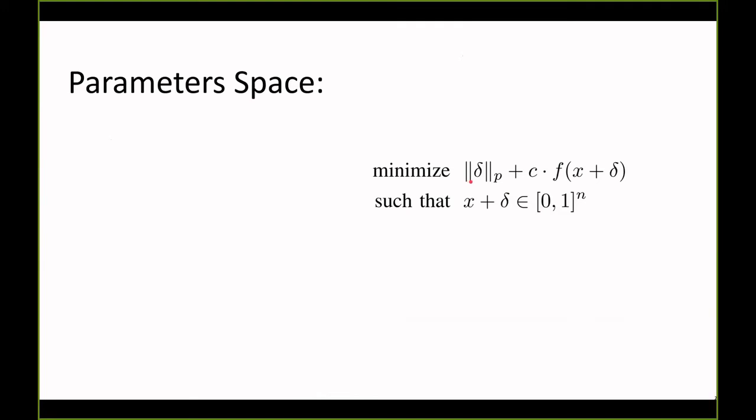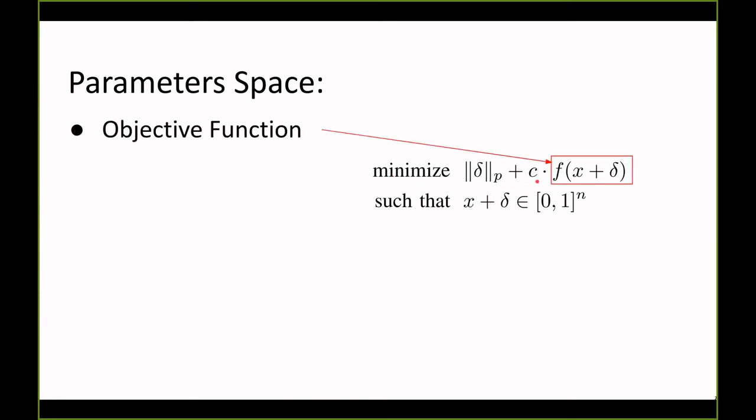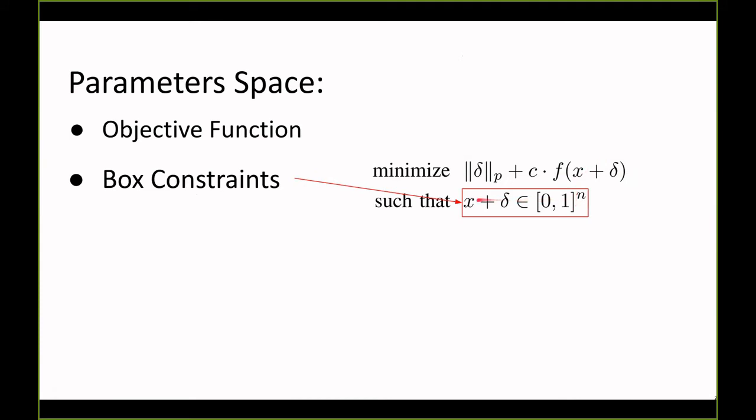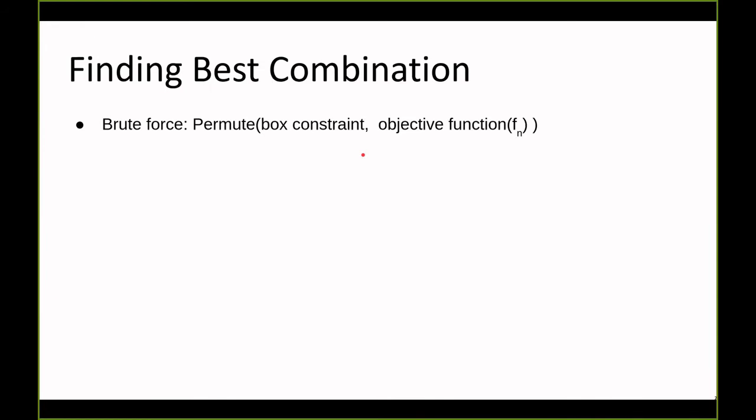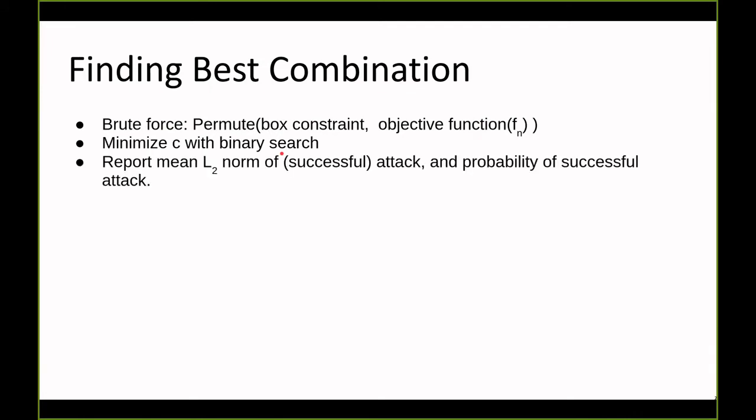So here we've defined multiple parts of our problem. We've specified different objective functions. We've specified different ways of dealing with box constraints, and we also have this Lagrange multiplier C. In order to deal with that, to find the best combination, they simply brute forced all different combinations of box constraints and objective functions, and they minimize C using a binary search.